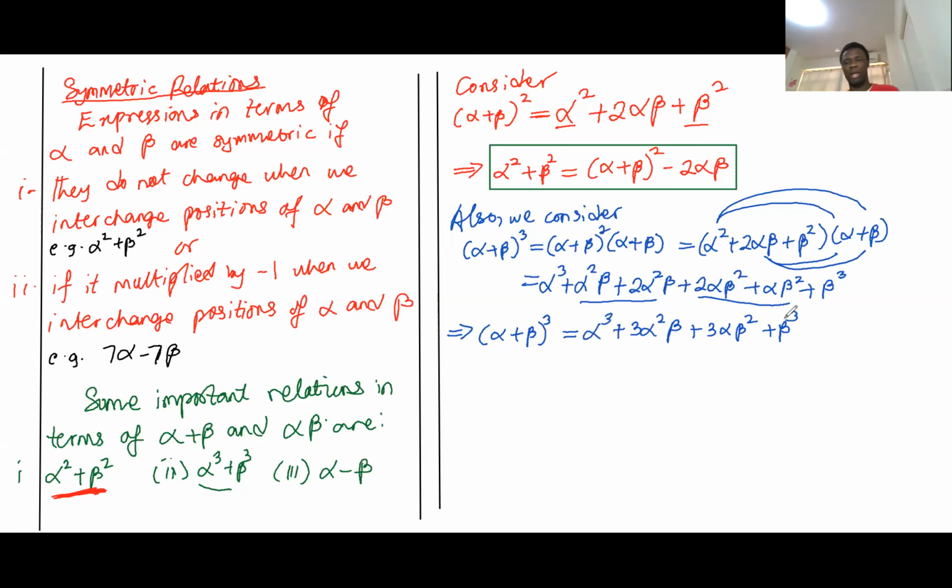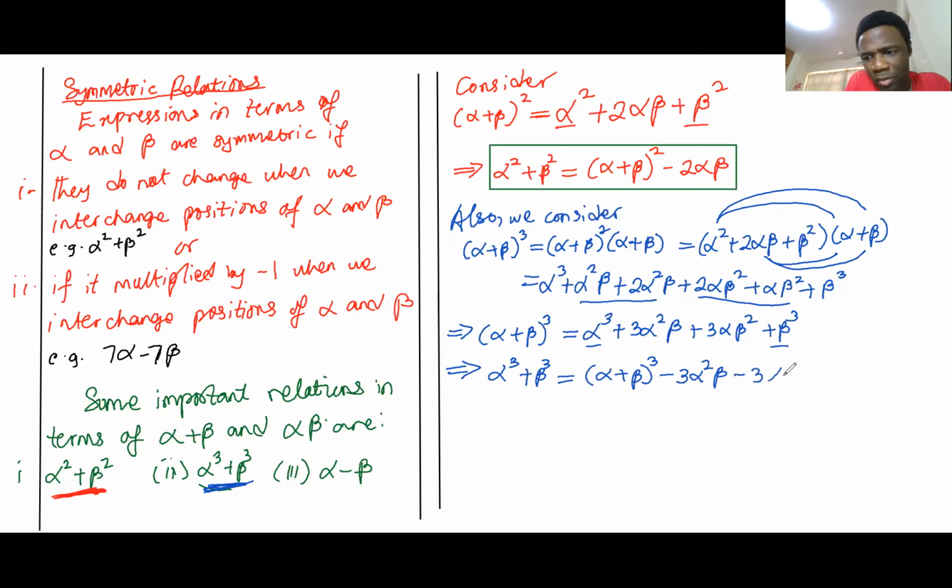What do you propose we do next? Anybody? Anyone? Take the 3 alpha squared beta and 3 alpha beta squared to the other side, and keep only this, because that's what we need. So this implies that alpha cube plus beta cube equals alpha plus beta cube minus 3 alpha squared beta minus 3 alpha beta squared.